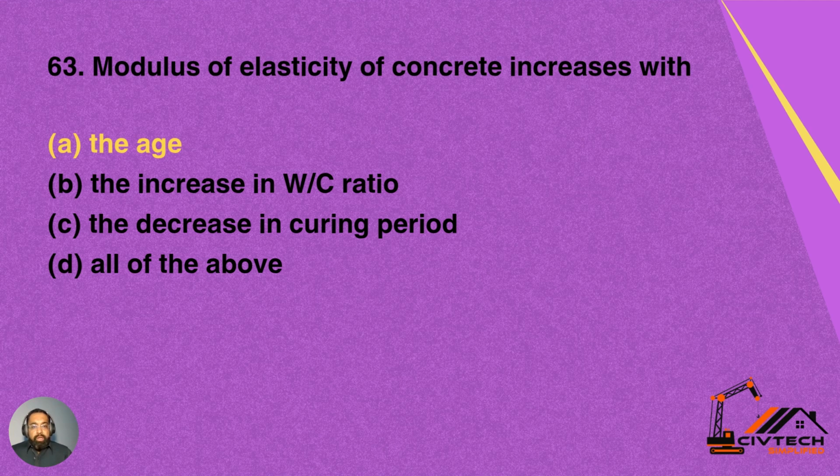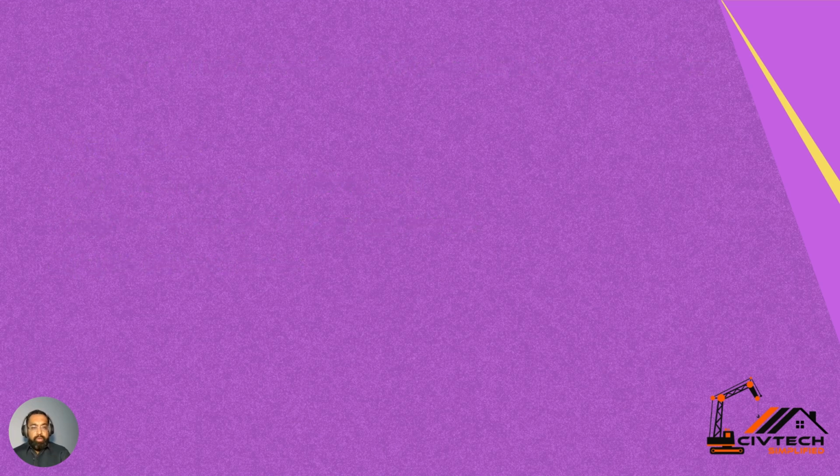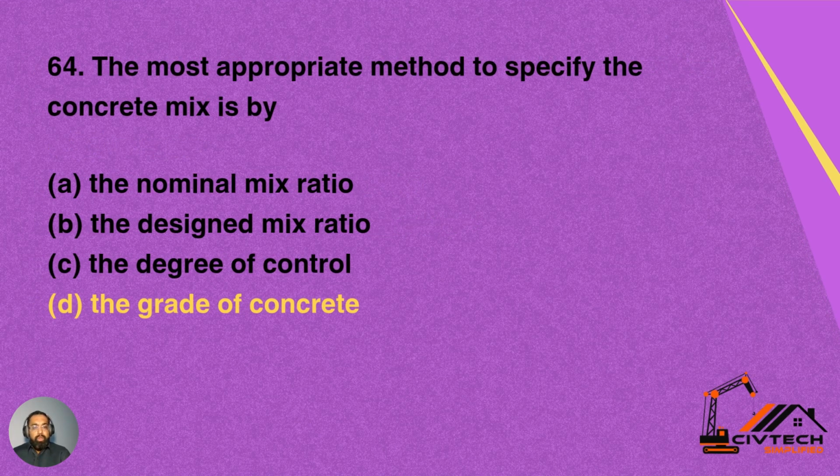Question 63. Modulus of elasticity of concrete increases with: option A the age, option B the increase in water cement ratio, option C the decrease in curing period, D all of the above. Modulus of elasticity of the concrete increases with A, the age. It increases with the length of service or the age of the concrete.